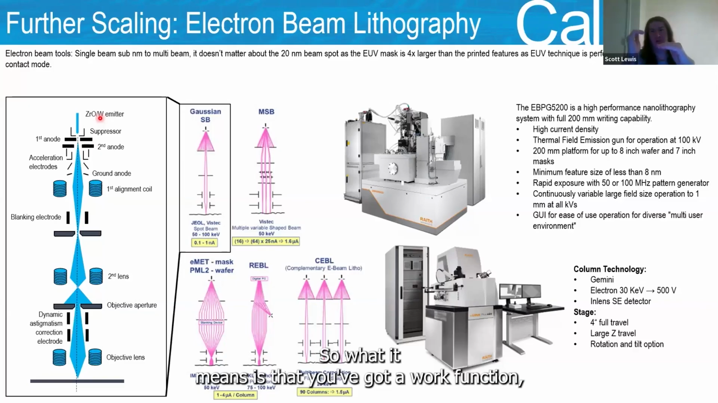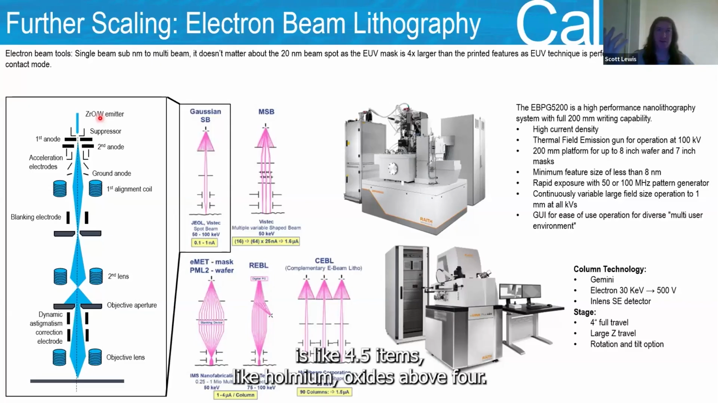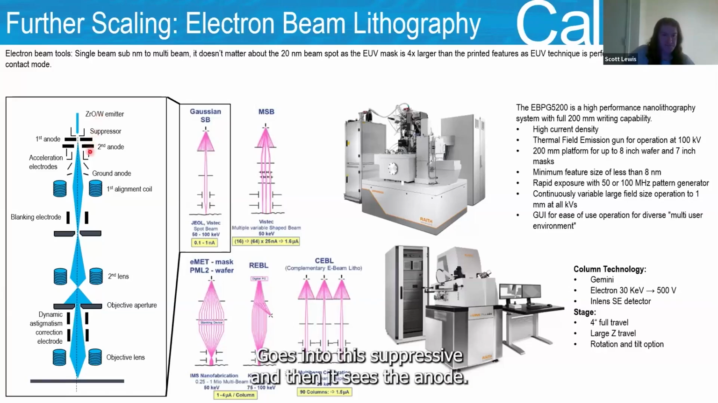What it means is that you've got a work function, which is frightfully important, because the work function of tungsten is about 4.5 and zirconium oxide's is about 4. So you're lowering that work function, and then you're just emitting the electrons. Okay, it goes into the suppressor, and then it sees the anode, and this is the accelerator. Okay, so we have a crossover point at these lenses. When you have a crossover point, you need to deal with spherical aberration. This is where you need to sort your astigmatism out.